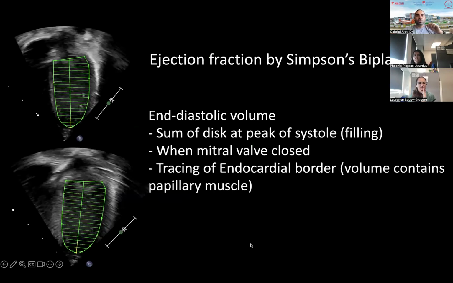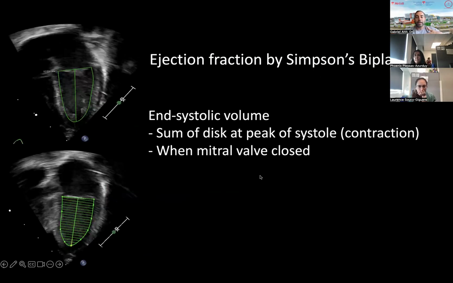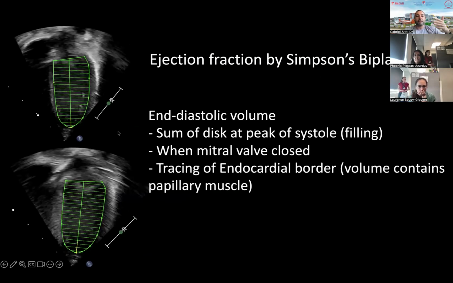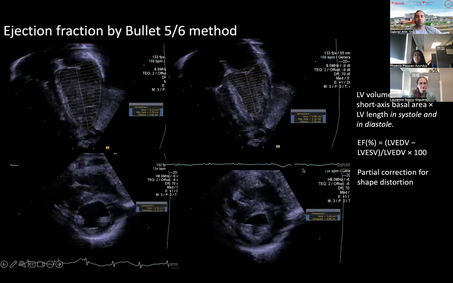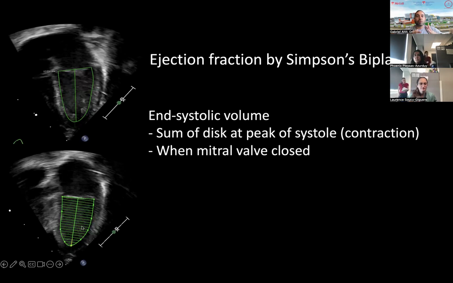Perfect. So again, end diastolic volume is the sum of all these discs at the peak of filling. So when the mitral valve is closed, you trace your endocardial border, and the volume will contain these papillary muscles. So we don't segment the papillary muscles. Same thing for end systolic volume. It's at the peak of contraction.